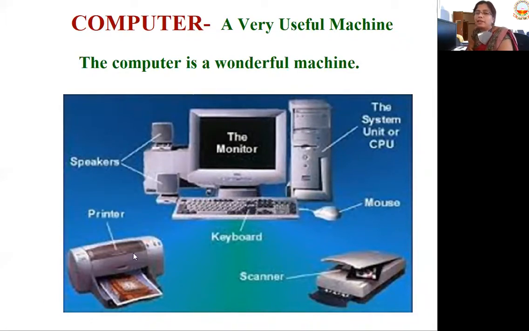Now this is a printer. We use printer for printing pictures on the paper. Now this is a scanner. If we want to put any picture inside the computer, we use scanner. Printer will give you picture outside. Scanner will take a picture and put its image inside the system.